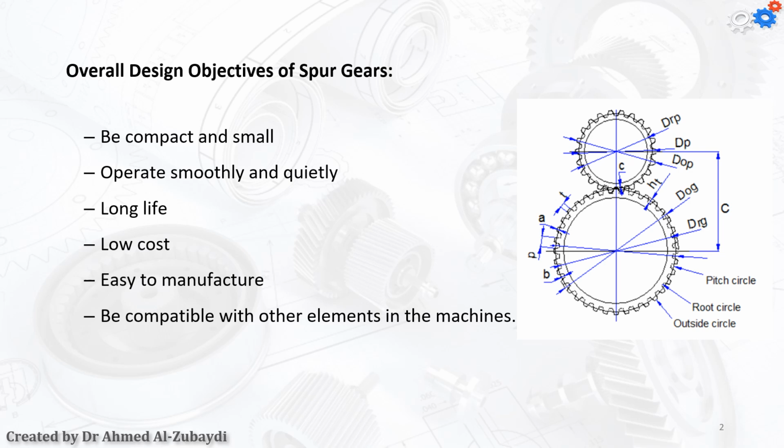Also, it should operate smoothly and quietly. And you remember that for spur gears, one of the disadvantages is the high noise generated at high speeds. Long life, because we want the gears to last longer. Low cost, and this is another factor that needs to be considered. Easy to manufacture, and finally, to be compatible with the other elements in the machine.